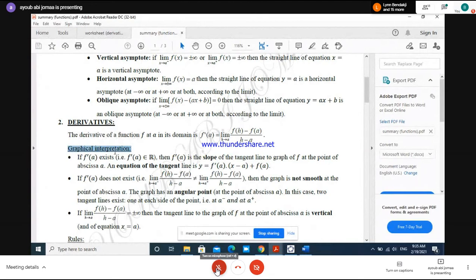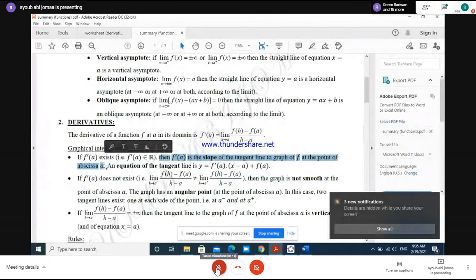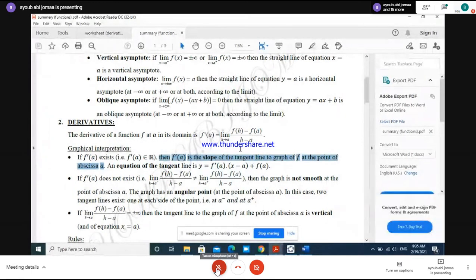تتذكرون؟ If f prime of a exists, then f prime is the slope of the tangent line to the curve of abscissa a. ماشي معي؟ الديريفاتيف هو السلوب للتangent line. طبعا if the derivative exists, and if the curve is smooth, if the graph is smooth, okay? The derivative is the slope. Derivative هو السلوب للتangent line.